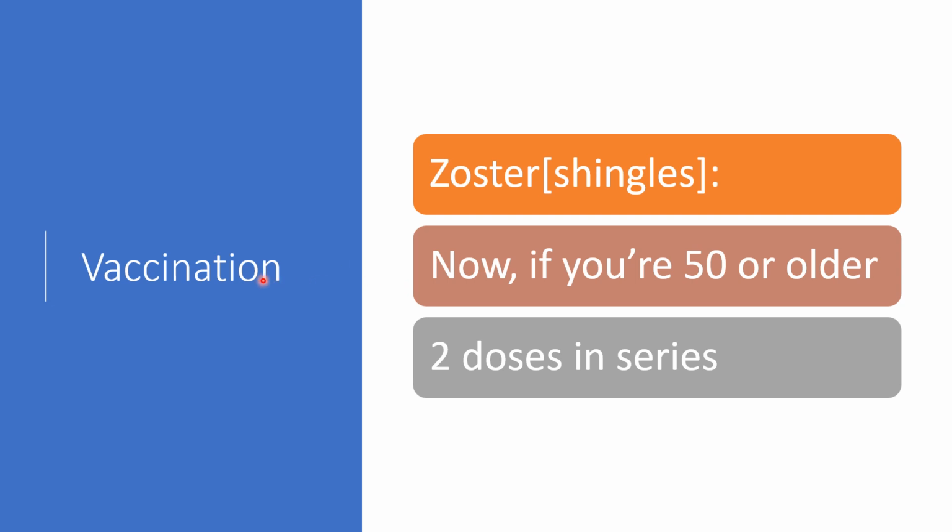Oh, still on vaccination, zoster or shingles. Yes, you need that right now if you are 50 or older and just been diagnosed with diabetes mellitus. You need 2 doses in the series. You know what shingles is all about? When you become immunocompromised, it will show off with serious pain. They will tell you it doesn't cross the midline, but we now know it can cross the midline in severely immunocompromised status.